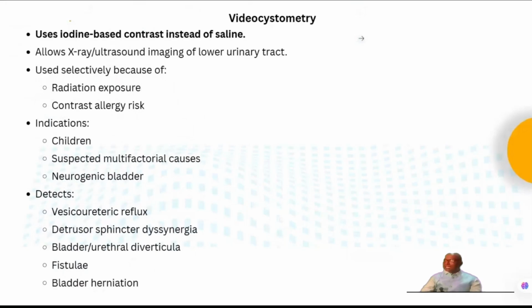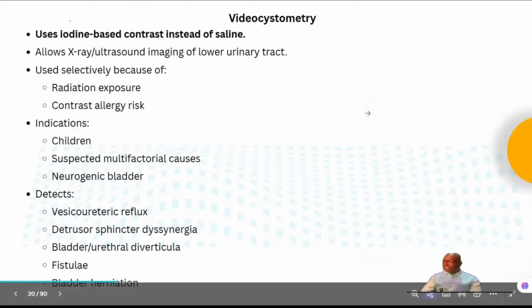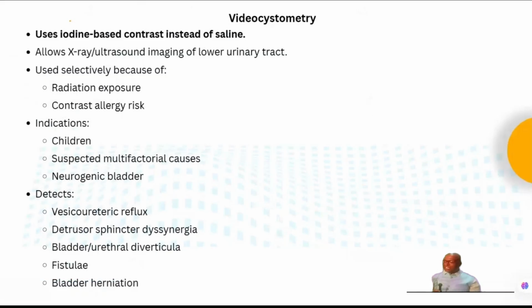Then second is video cystometry. These are additional tests we might have to do when your urodynamics is not answering the question. Video cystometry uses iodine-based contrast instead of saline. Once we say iodine or contrast, we are worried about allergy. Always we need to discuss this particular issue and take the history of allergy if you get such a patient.